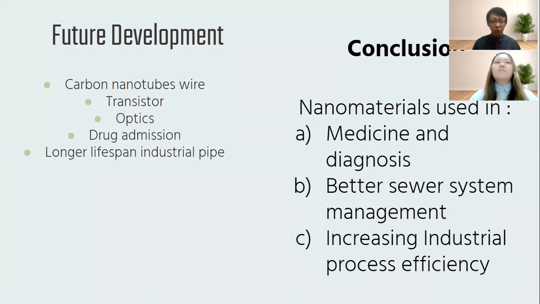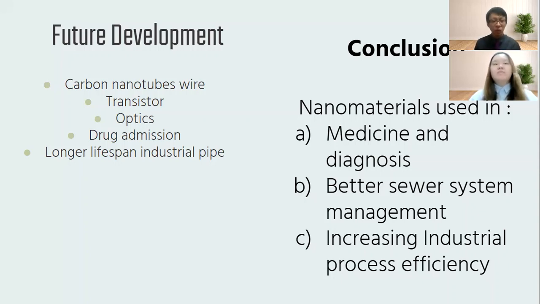So in the future, nanomaterial will surely become a very important material, and it will slowly replace the current materials used in our daily life. They can be used to create carbon nanotube wire, since we all know that carbon nanotube is very tiny. So who knows, maybe in the future there will be a long wire made mainly of carbon nanotubes, and it can be implemented in the manufacture of transistors and used in optics and drug emissions.